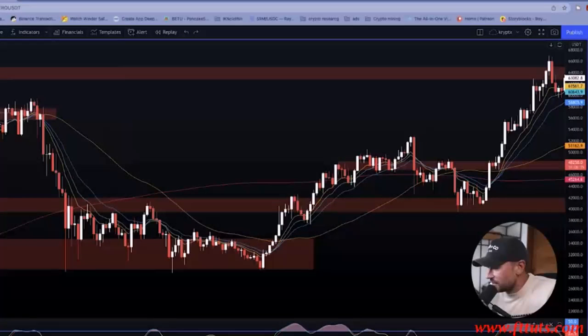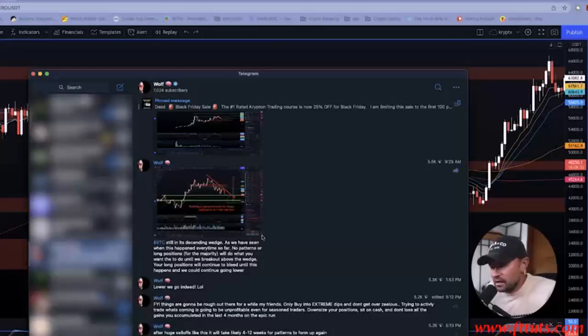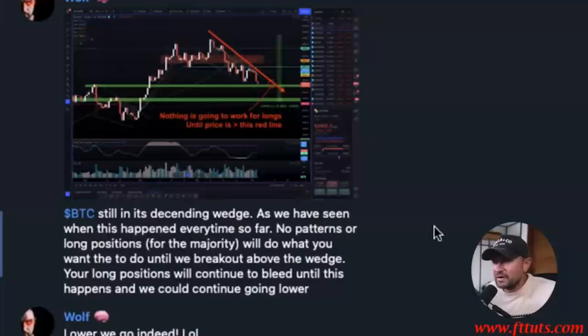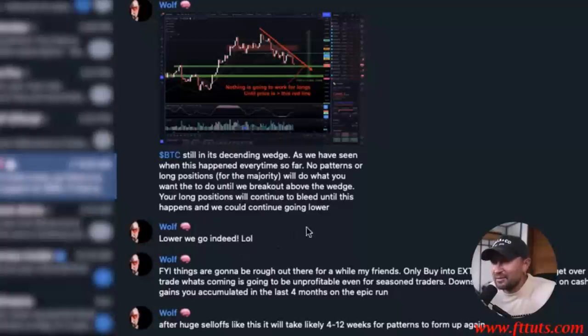And I said this in my Telegram group just the other day because Bitcoin was looking like shit. We're below the 9, 13, and 20 EMAs. And I said, Bitcoin's still in its descending wedge. As we have seen, when this happened every time so far, no pattern or long positions for the majority, do what you want until we break out above the wedge. Your long positions will continue to bleed until this happens and we could continue to go lower. And I said, lower we go indeed, because we saw a massive liquidation candle on Bitcoin right after that.